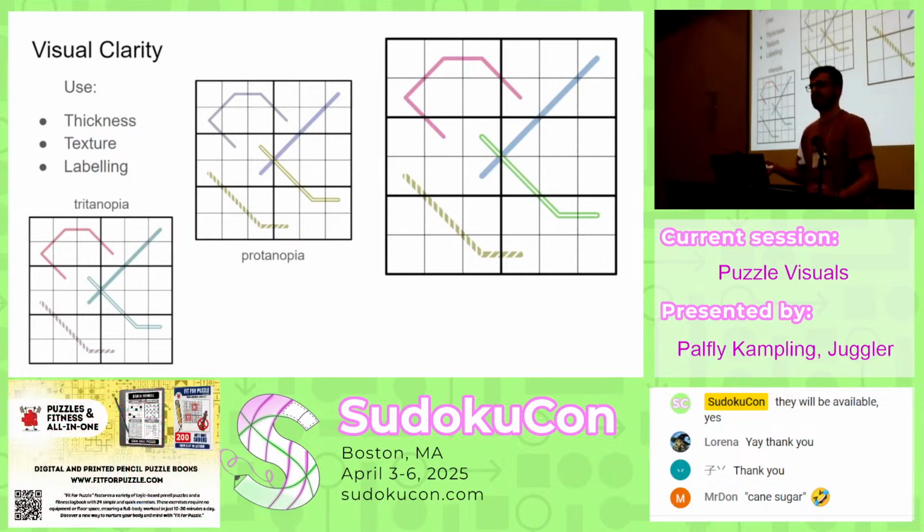If you have few lines, like 2 or 3 line types, it's fine to differentiate them with thickness. So if you see the pink and the blue line, one is thinner, the other one is thicker, you can tell those apart in the puzzle.